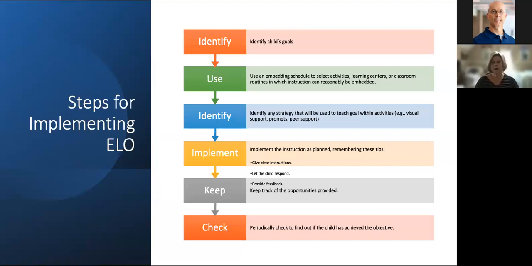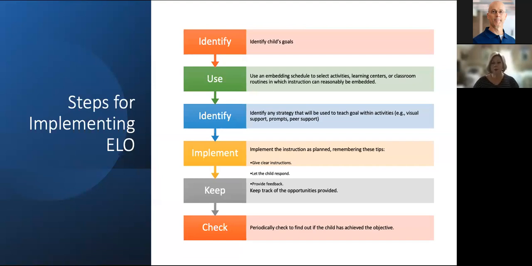So once I've identified what my strategies are, then I'm going to implement the instruction as planned. I'm going to do that by remembering that complete teaching sequence that I talked to you about earlier: giving the child clear instructions, allowing the child to respond, and providing feedback. And then I'm going to keep track of the opportunities to see if the child is making progress by periodically checking to see whether or not they've achieved their objective.